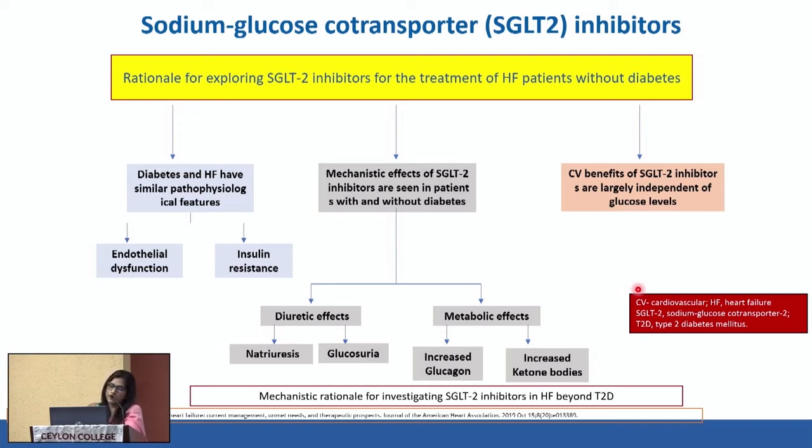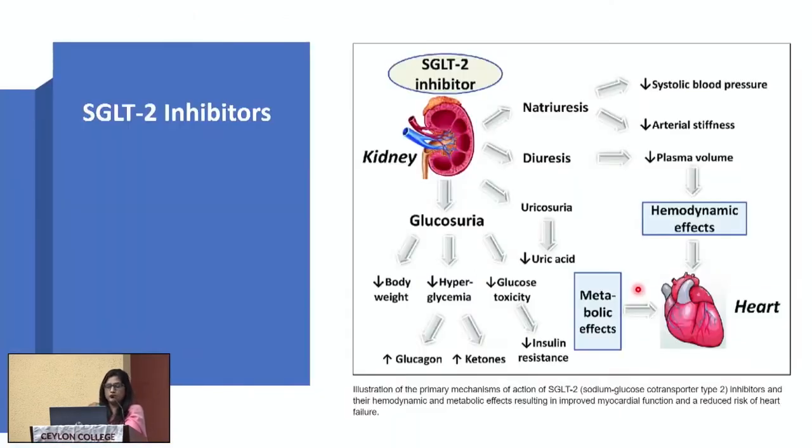In addition to that, the mechanistic effects of SGLT2 inhibitors are seen in patients with and without diabetes. So they have better diuretic effects as well as better metabolic effects. And the cardiovascular benefits of SGLT2 inhibitors are largely independent of glucose levels. Now, the indirect actions of SGLT2 inhibitors in cardiac function.